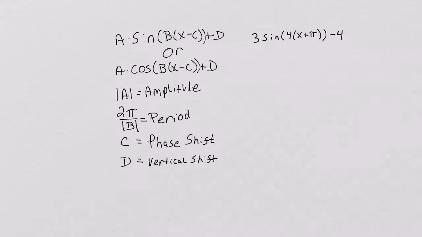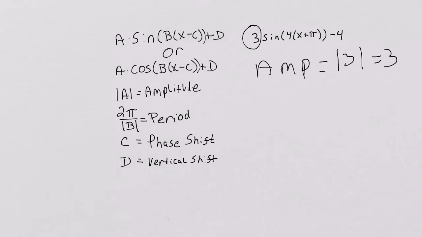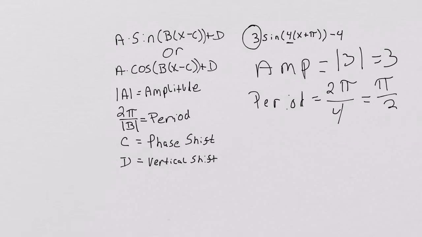So let's look at an example here. We have 3 times sine of 4 times x plus pi, minus 4. So we're going to go in and describe what's happening to this wave. Well, right off the bat, my amplitude is going to be A, which is right here at 3. I'm going to take the absolute value of 3, which is nothing more than 3. So the amplitude of this wave is 3. My period is a simple equation of 2 pi divided by my b, which is the number we're going to multiply by x. So we're going to divide it by 4. Of course, we have to reduce our fraction, and this ends up being pi over 2.